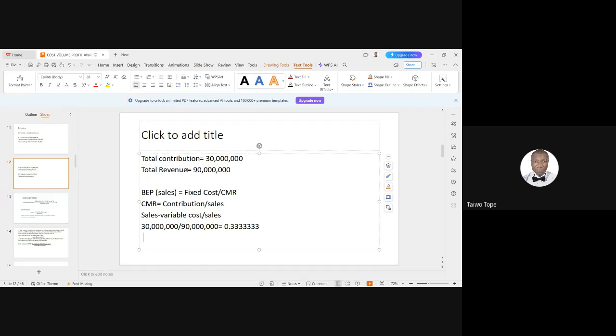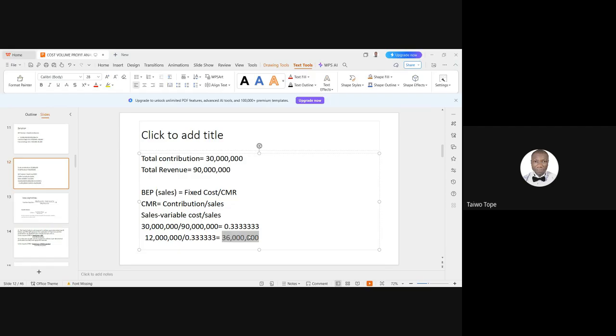When you substitute this, your fixed cost is 12 million. 12 million divided by 0.3333 gives you 36,363, approximately 36 million. So this is your break-even point in sales. This break-even point combines the common bag and the executive bag.